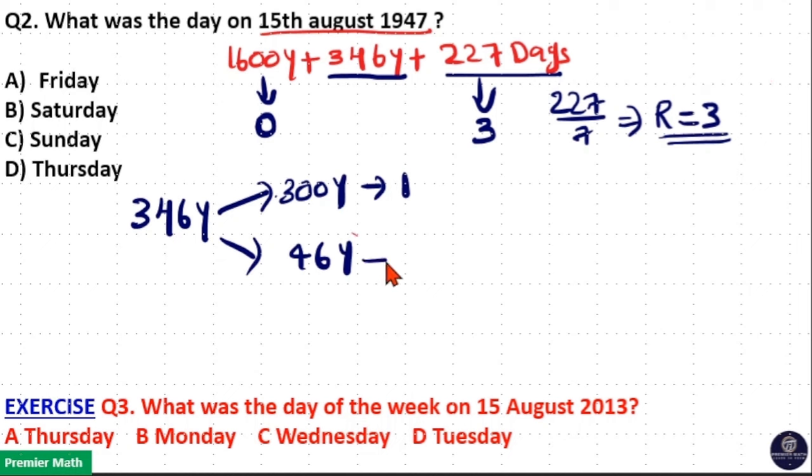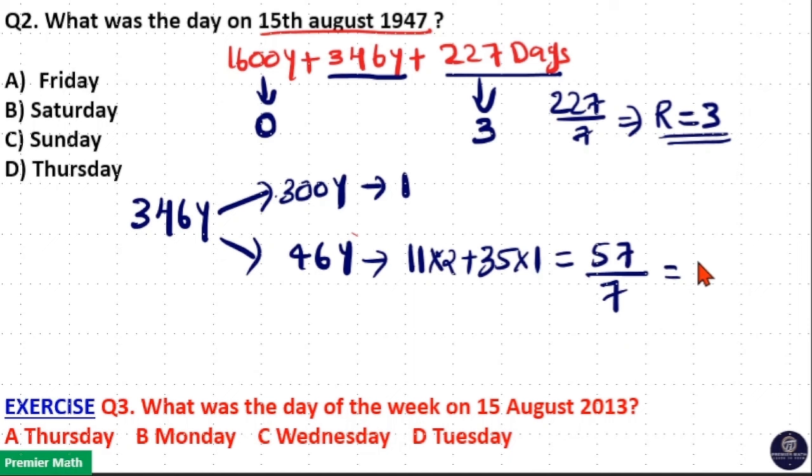Now, in 46 years, 46 by 4 will give you 11. That is 11 leap years and the remaining 35 non-leap years. So 11 into 2 plus 35 into 1, which is 22 plus 35, is 57. If you divide 57 by 7, it will give you remainder 1, which means in 346 years, there are 2 odd days. 1 plus 1, 2 odd days.